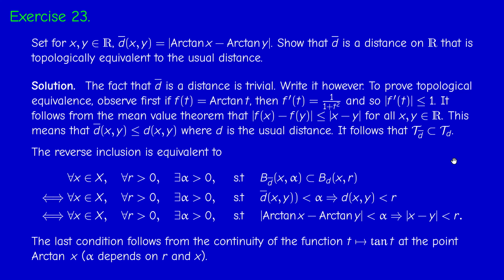So this is a consequence of the continuity of the function tangent. And if you didn't get this argument well, don't worry, because we'll study continuity in depth in the next chapter. But in principle, you encountered the definition of continuity in first year. So this proves that d and d bar are topologically equivalent. And this concludes exercise 23 and the video as well. So thank you for your attention and see you next time.